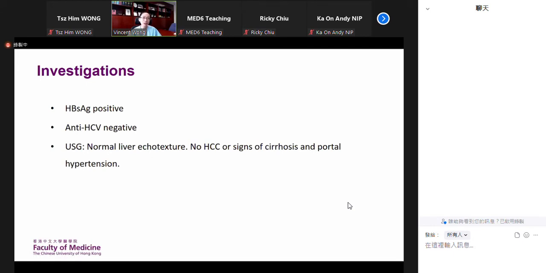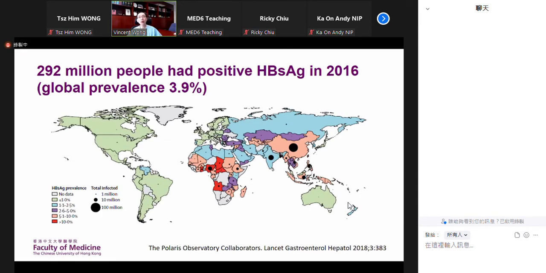Now for this gentleman, we found that the HBsAg was positive, anti-HCV was negative, and the ultrasound scan showed normal liver echotexture, no HCC or signs of cirrhosis and portal hypertension. So we are talking about chronic hepatitis B.